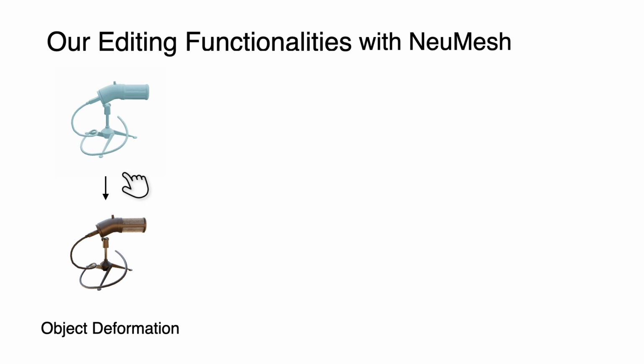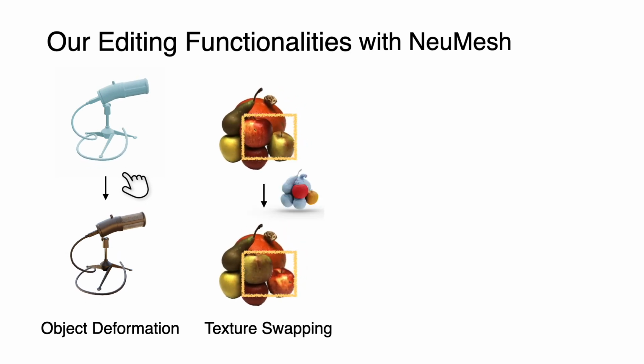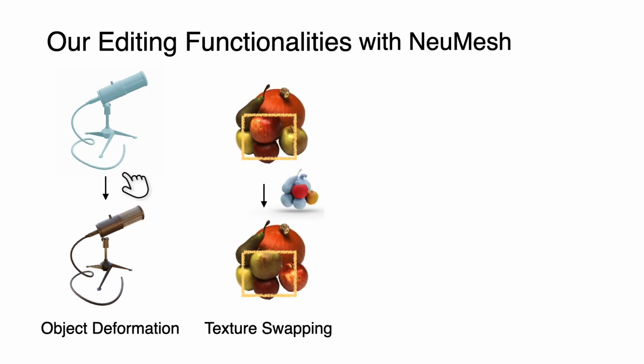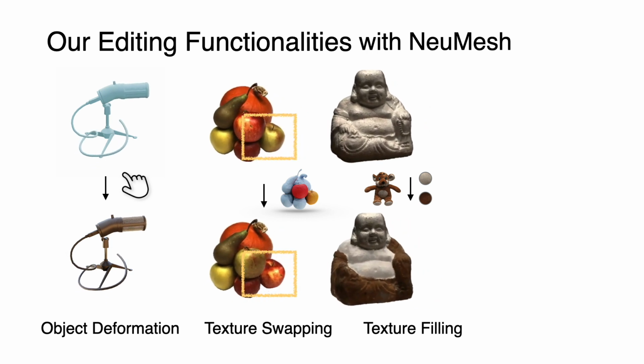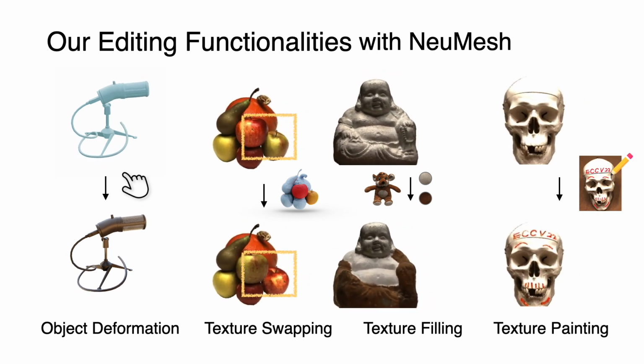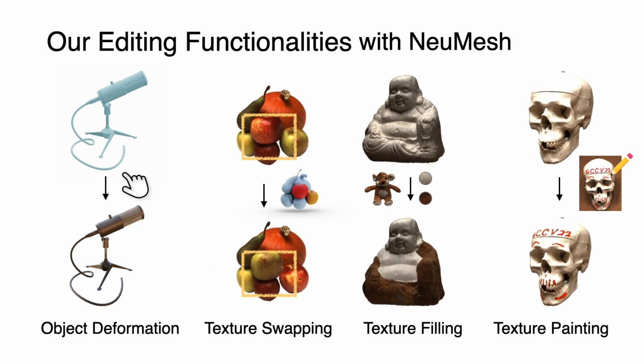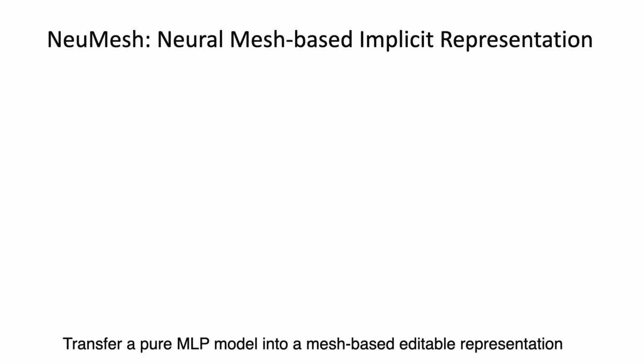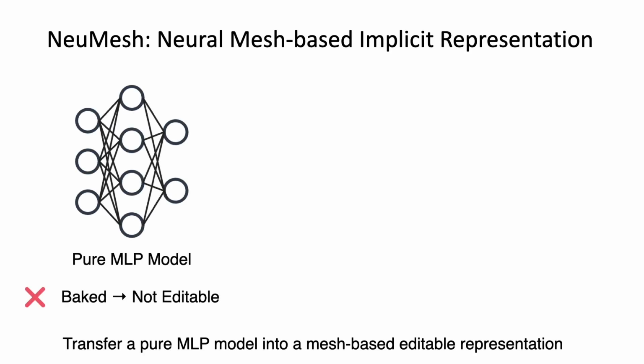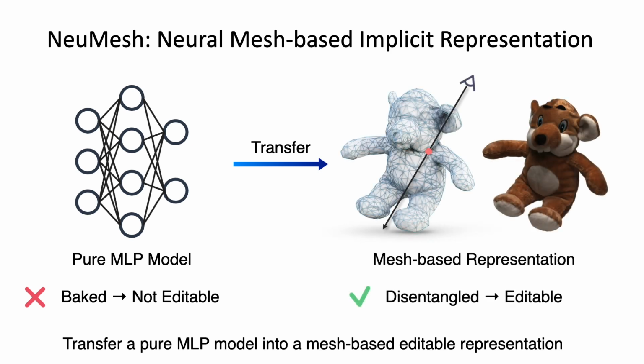Here are our editing functionalities. A mesh-guided geometry editing, designated texture editing with texture swapping of two objects, texture filling with materials from pre-captured objects, and texture painting by transferring user paints from 2D image to 3D field. The core idea of our work is to transfer a baked MLP-based implicit model into a mesh-based representation, which grants editable capability through a mesh-based workflow.